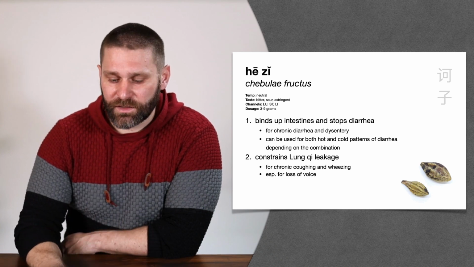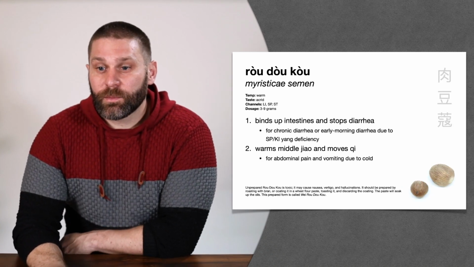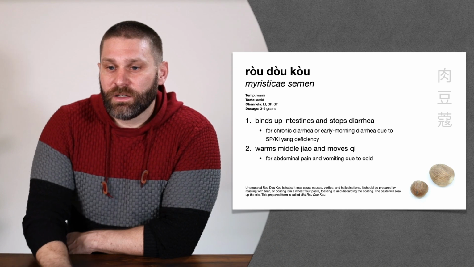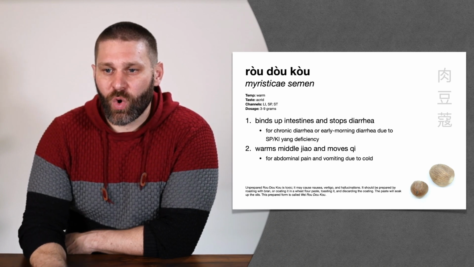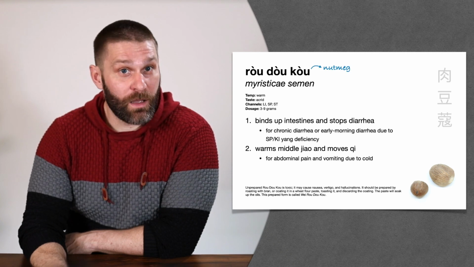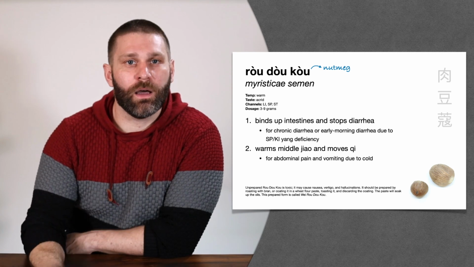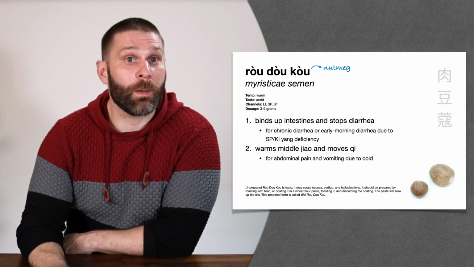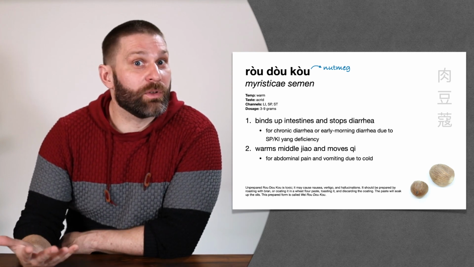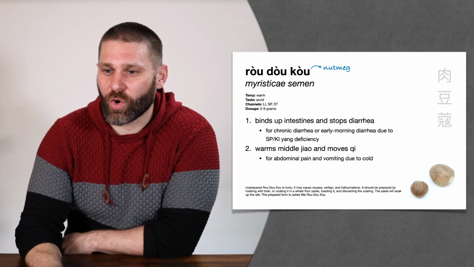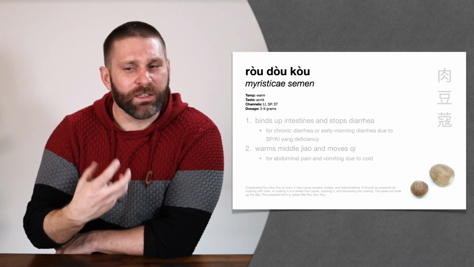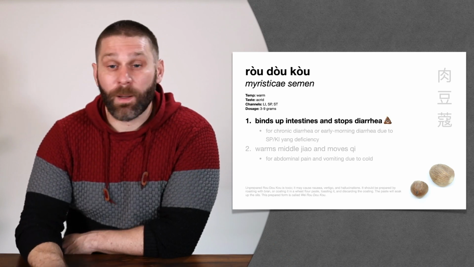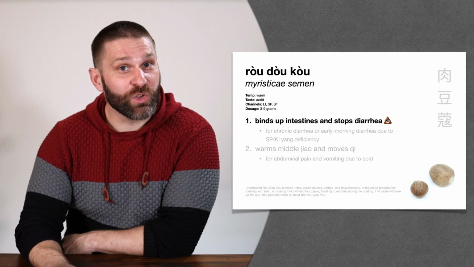So that's He Zi. Kind of similar to that, we put these two together, He Zi and Rou Dou Kou, Myristicae semen. This is nutmeg, like what you would put in pumpkin pie, apple pie, or in a pumpkin spice latte. Maybe you even put it in French toast. So Rou Dou Kou, nutmeg. It looks kind of similar. It's a big seed, it's a big nut, and its main action is binding up the intestines to stop diarrhea.